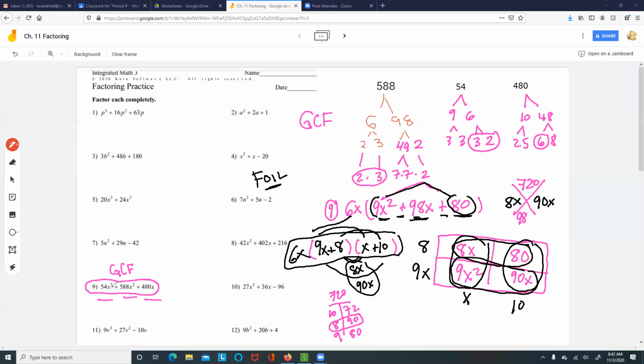There are 3 x's, so you have to have 1, 2, 3 x's. When I multiply these out, 6x times 9x times x is going to give me 54x to the third. When I multiply all this, I'm going to get this, and then times 6x is going to give me all this. So we're doing the reverse. We're breaking these down into these factors, which we did in Algebra 1 and Geometry, or Math 1 and Math 2. So this is review from that.